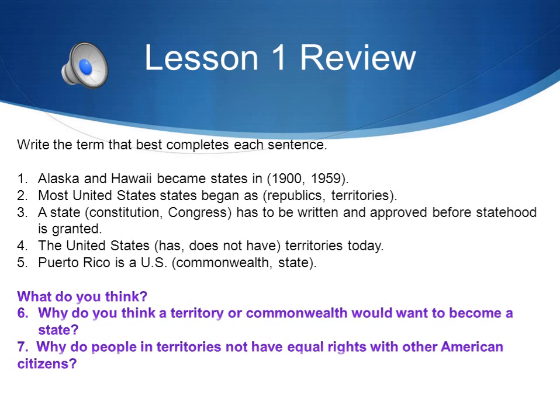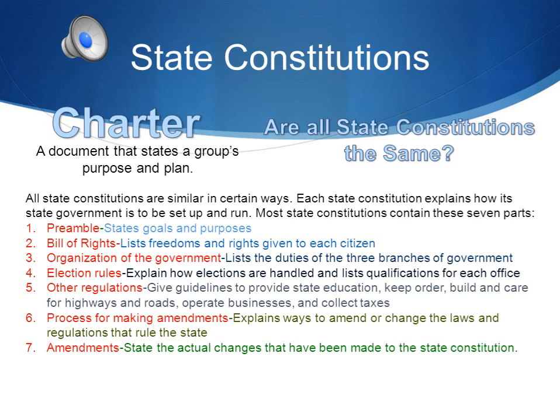For full credit, please answer the following questions to the best of your ability, and feel free to look at other slides prior. Under English rule, the original 13 colonies were ruled by what they call charters, which is a document that states a group's purpose and plan. So what is the state's purpose and plan? This was before our independence from English rule. Charters were documents given by England, and they defined the purpose of the state.